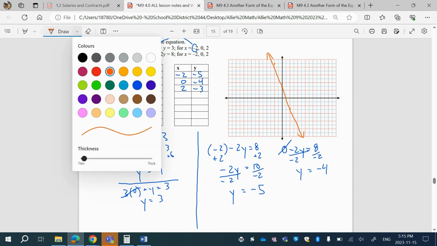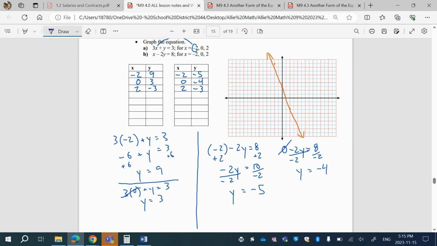And our next one, I'll use another color. Again, let's start at negative 2x, and we are at a negative y this time, 1, 2, 3, 4, 5. Now we're at 0, and we're at a negative 4, 1, 2, 3, 4. And our last one, we're at a positive 2, and we're at negative 3, 1, 2, 3. Okay, and that looks something like, there you go.